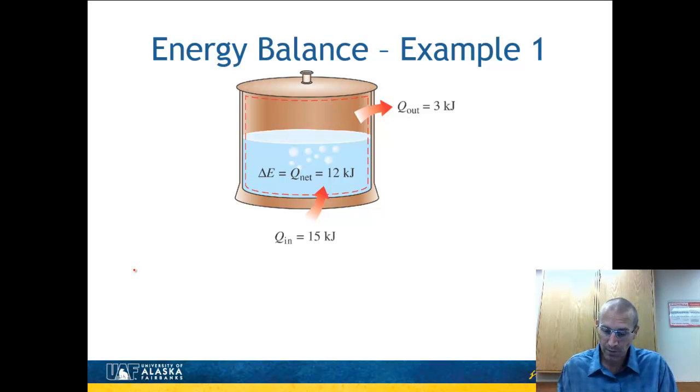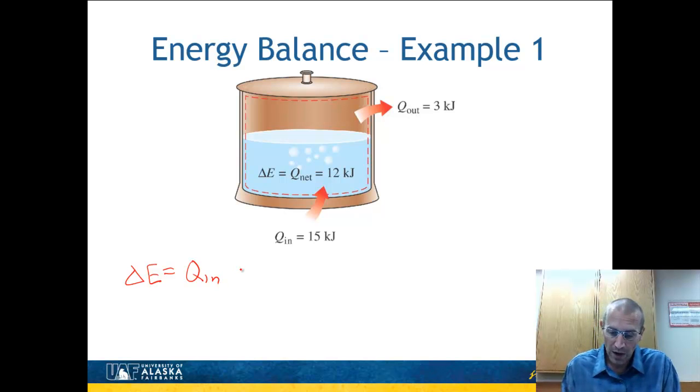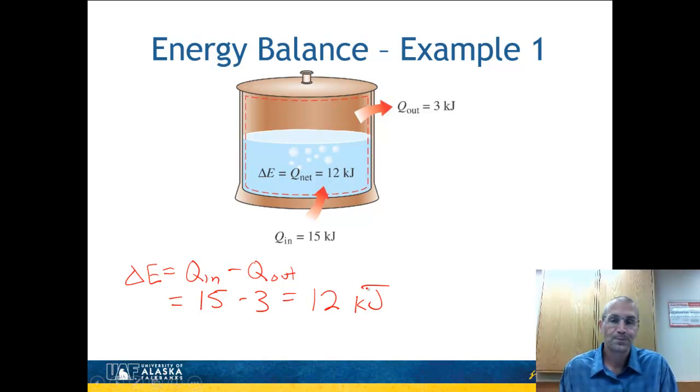So if I was to write the energy balance for this, the change in energy of my system is, well, what goes in, I have Q going in. I also have energy leaving, I have Q out. So if I put in the numbers that are shown in the diagram here, Q in is 15, Q out is 3, and that tells me that the change in energy is going to be equal to 12 kilojoules.